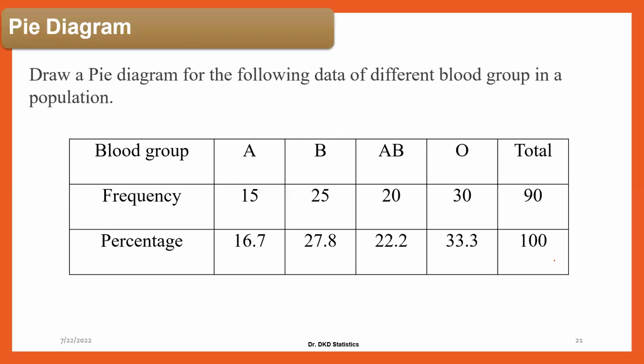We can have more clarity. Suppose we are given data like blood group: group A, group B, group AB, and O.